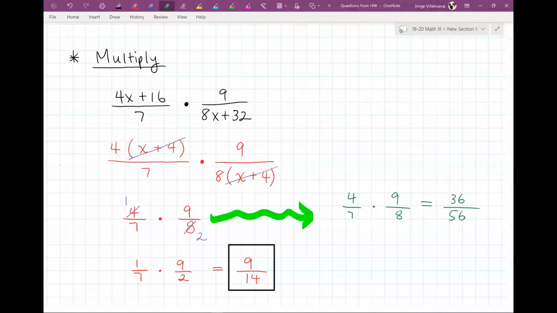But the thing is, you would have to still reduce it. Okay, you'd have to reduce it. So if you reduce this number by 4, 36 divided by 4 over 56 divided by 4, you'd get 9 over 14, which would be the same answer.